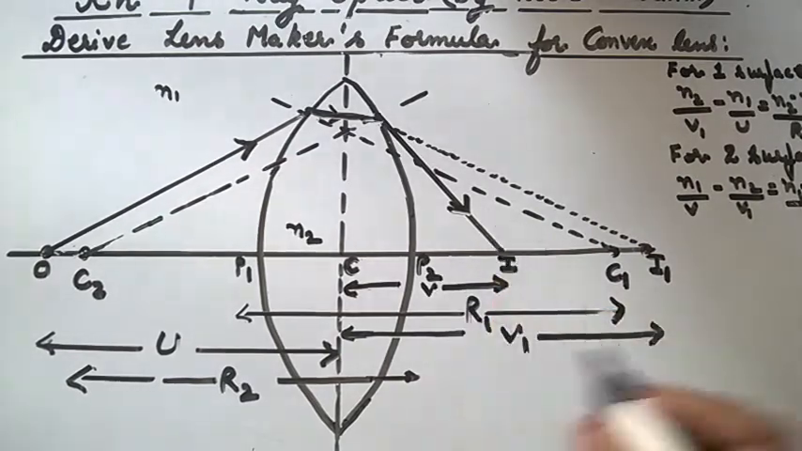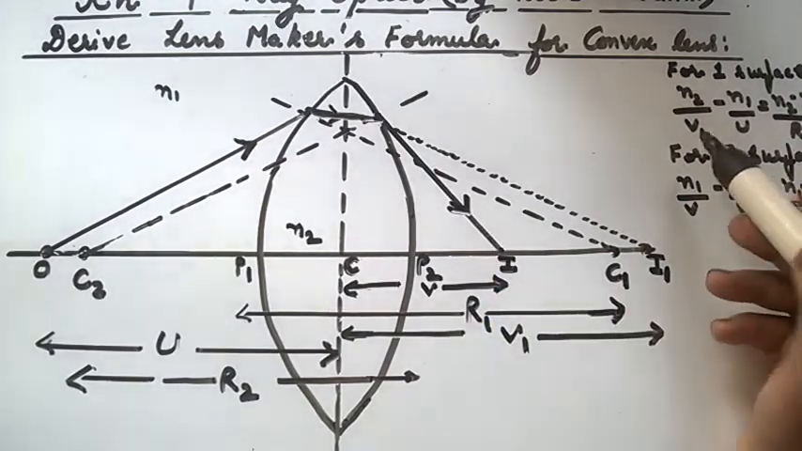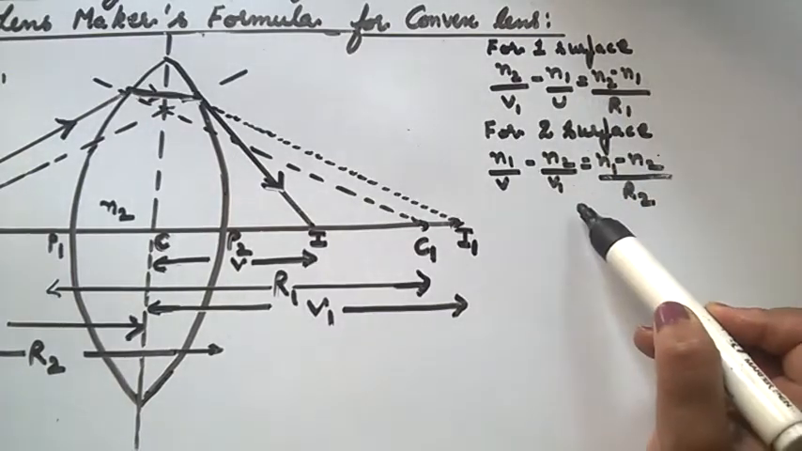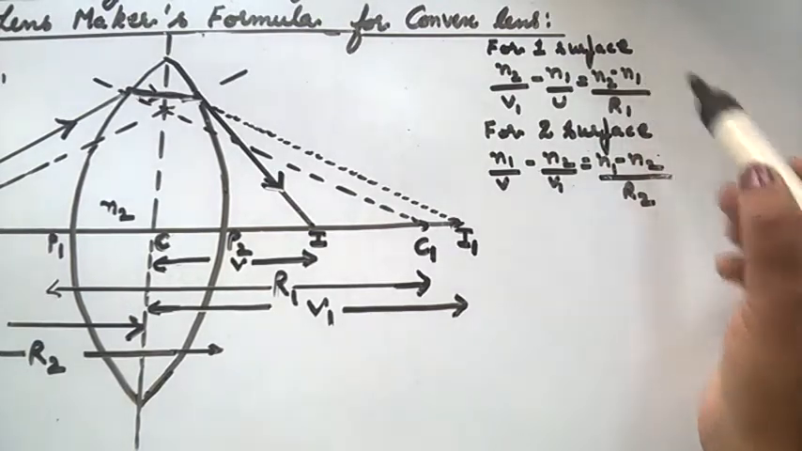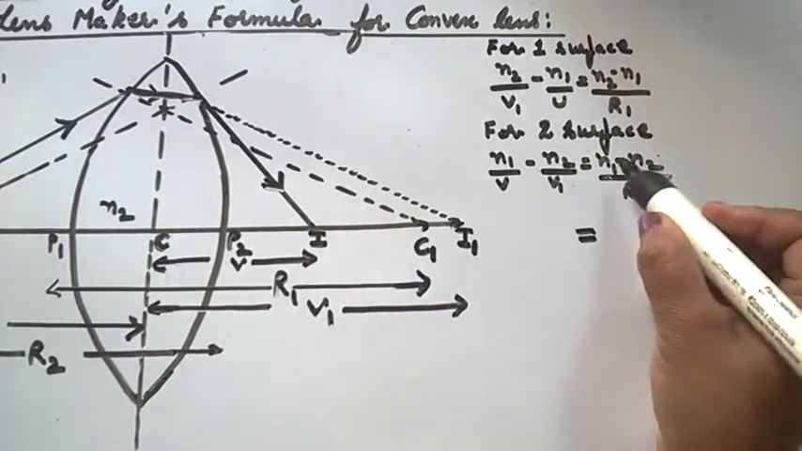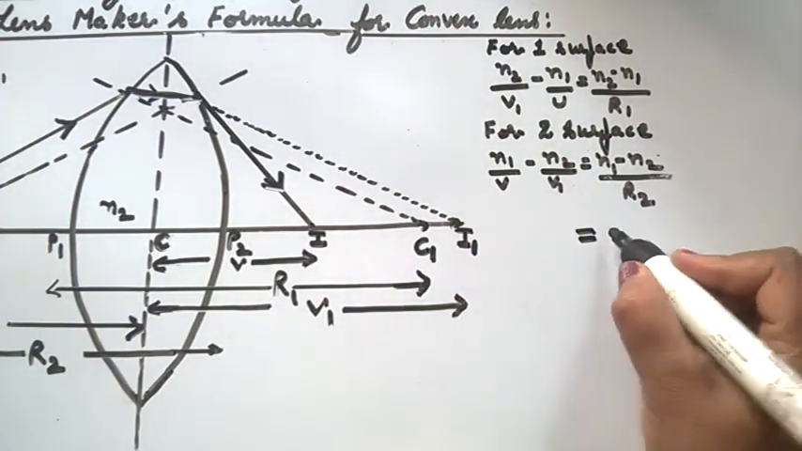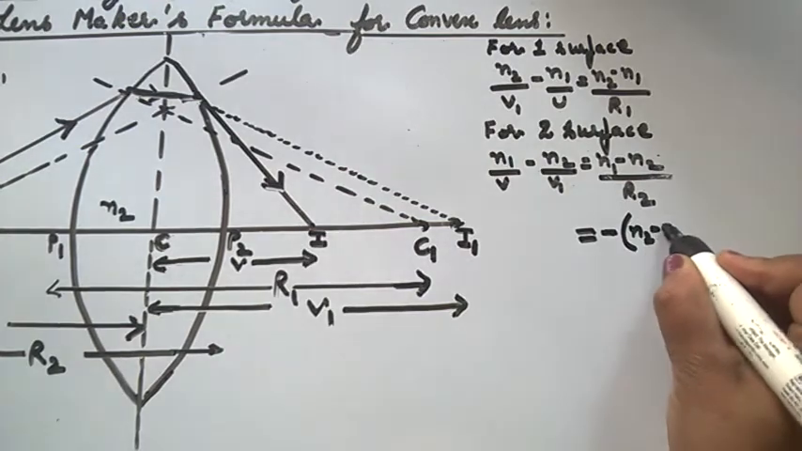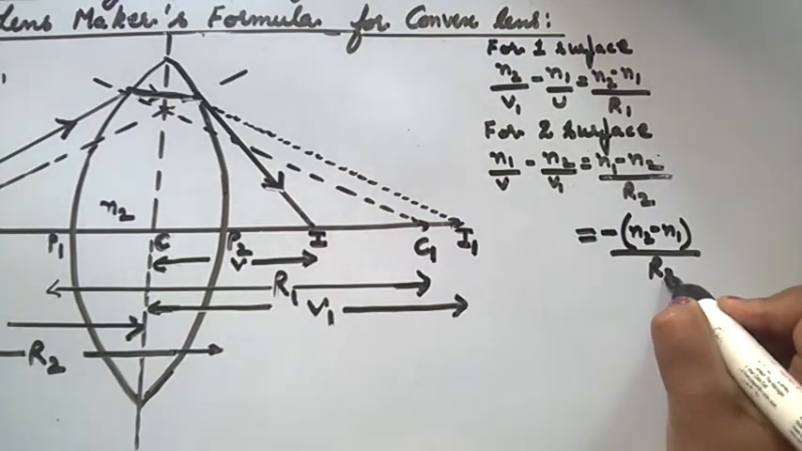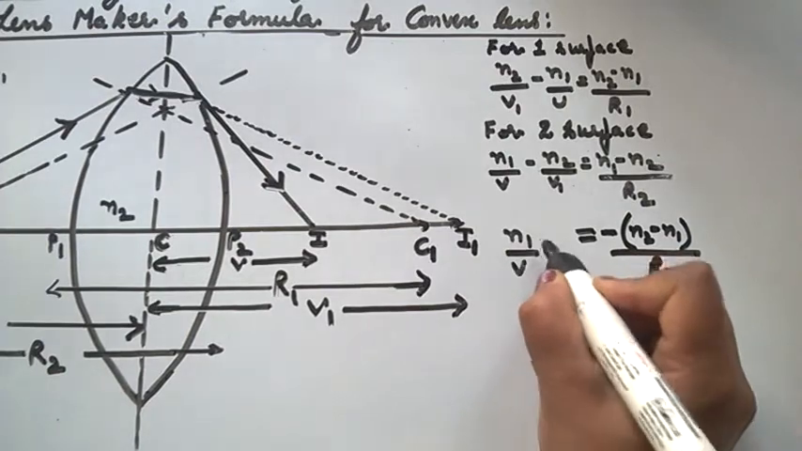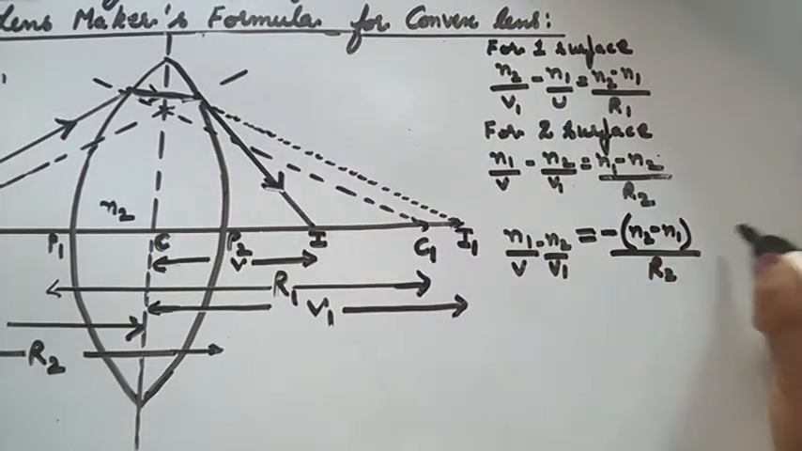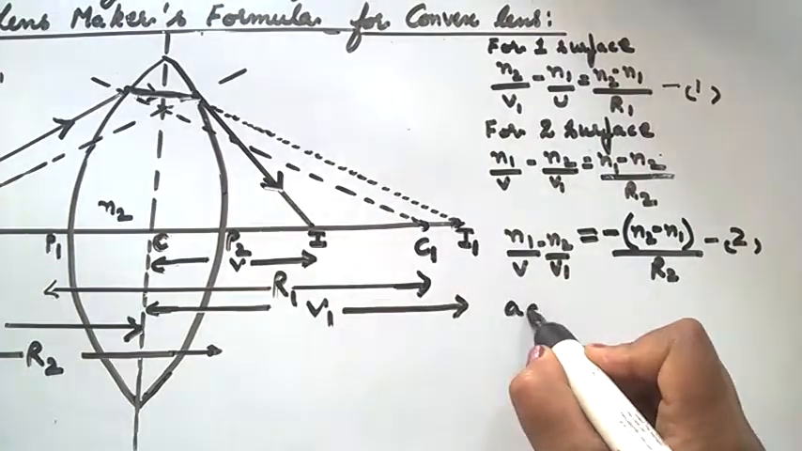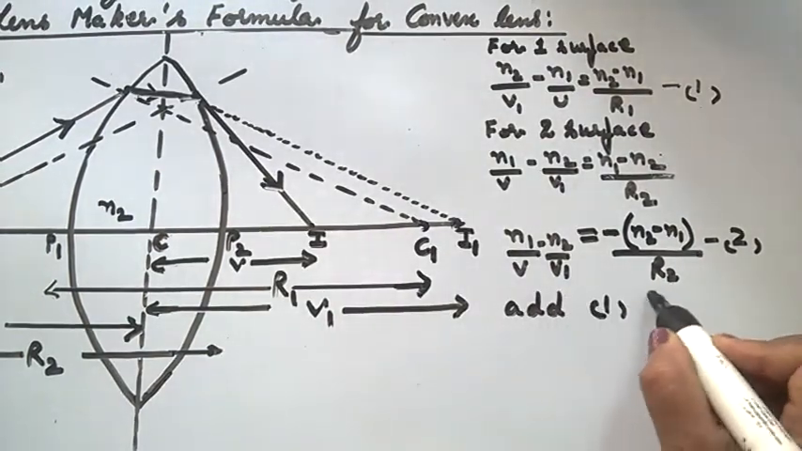So, we get these two relations, this relation by the first surface and this by the second surface. Here this is n2 minus n1. Also write the second surface in terms of n2 minus n1, that is, take minus common, we get n2 minus n1 upon r2, and n1 upon v minus n2 upon v1. Give it equation number 1 and this is equation number 2. Add equations 1 and 2.